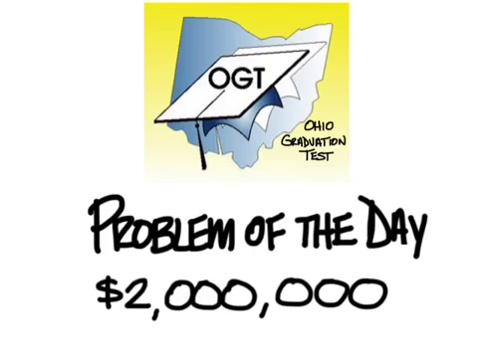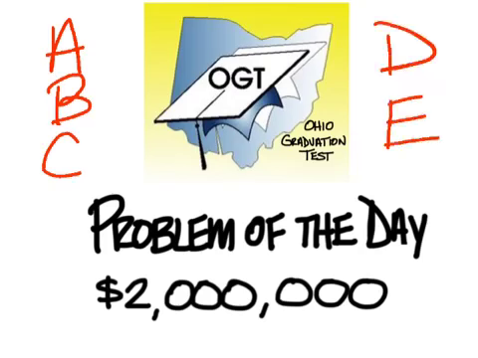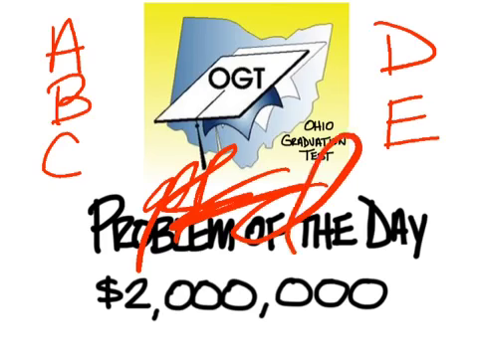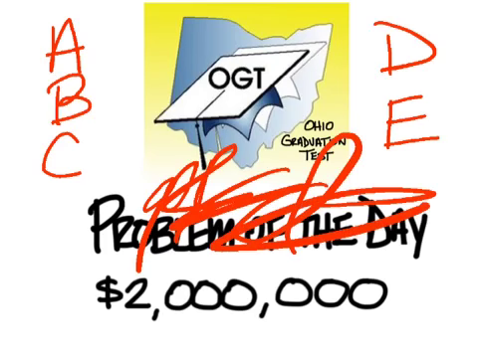The Ohio graduation test problem of the day is worth $2 million. It's not a speed problem. Your answers should be A, B, C, D, or E, written like you see it on the screen, not A, B, C, D, or E like that.